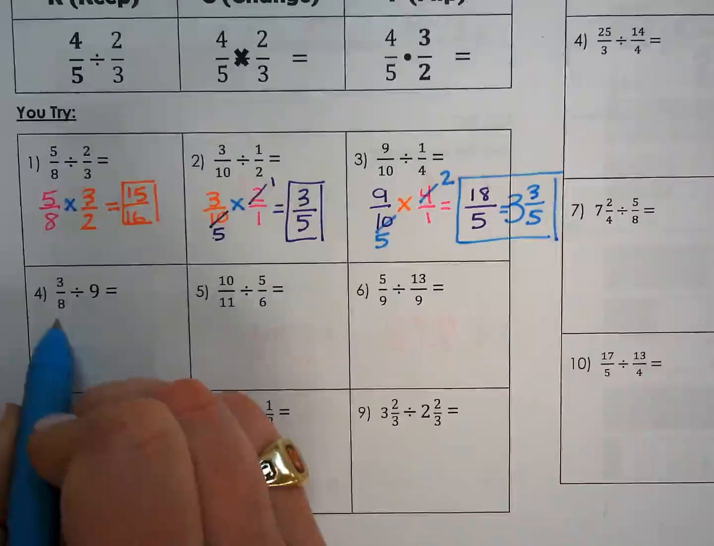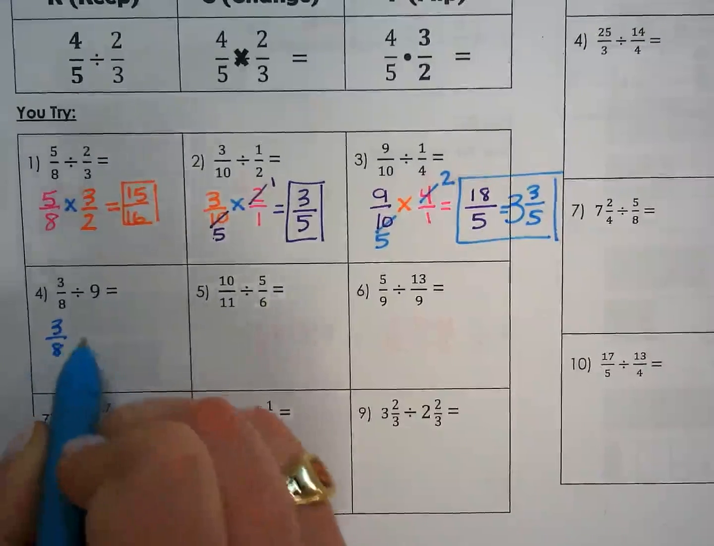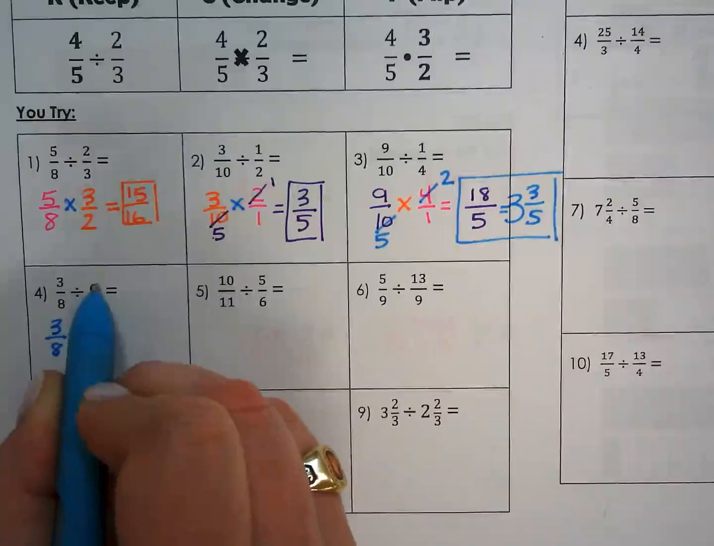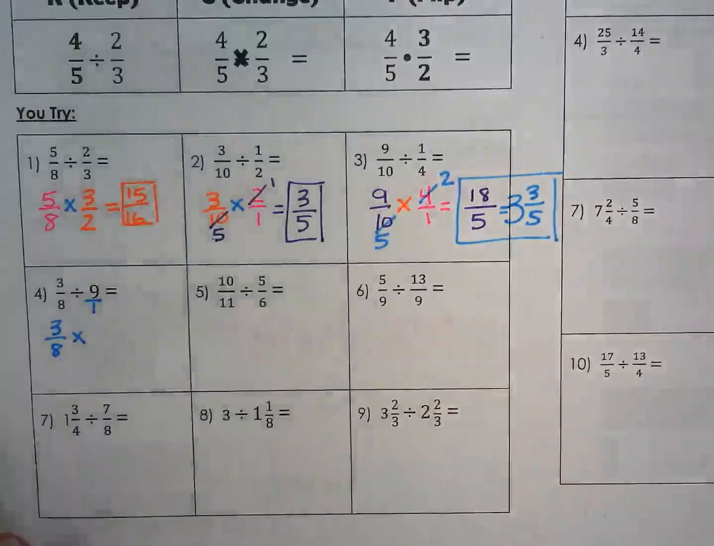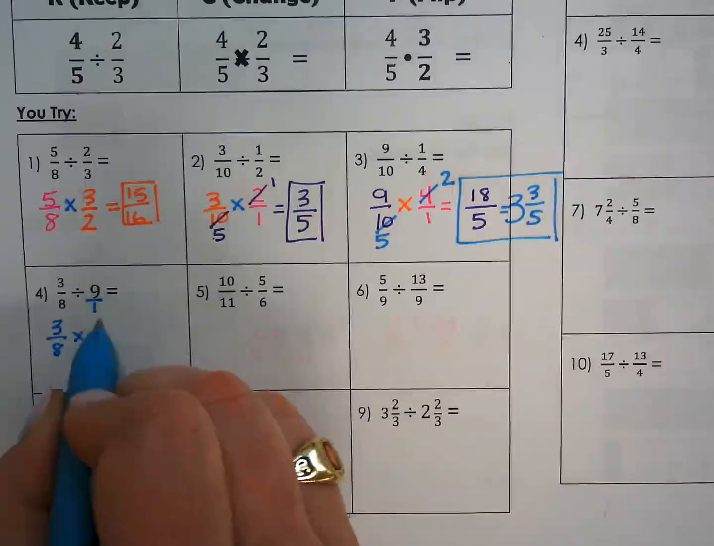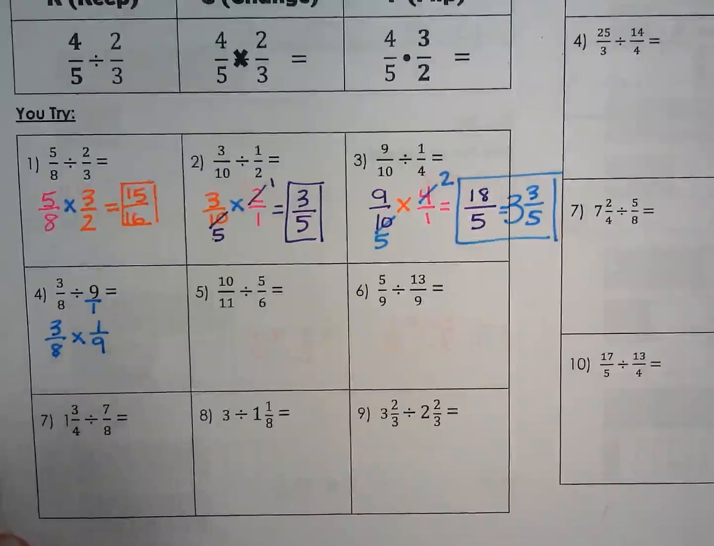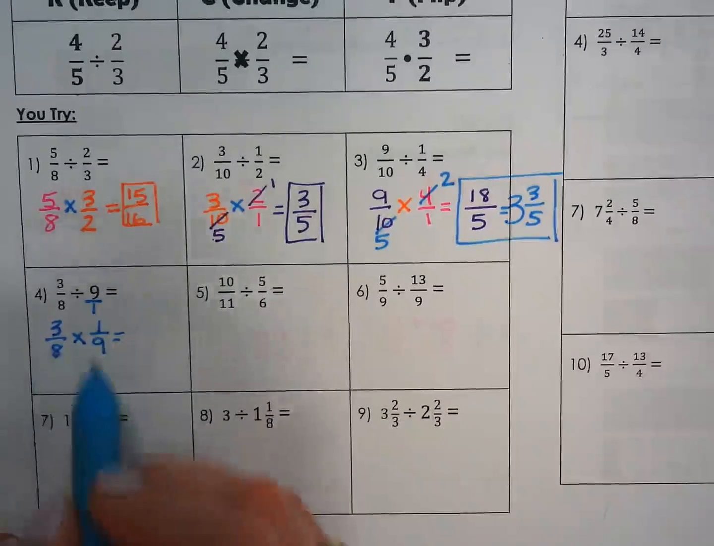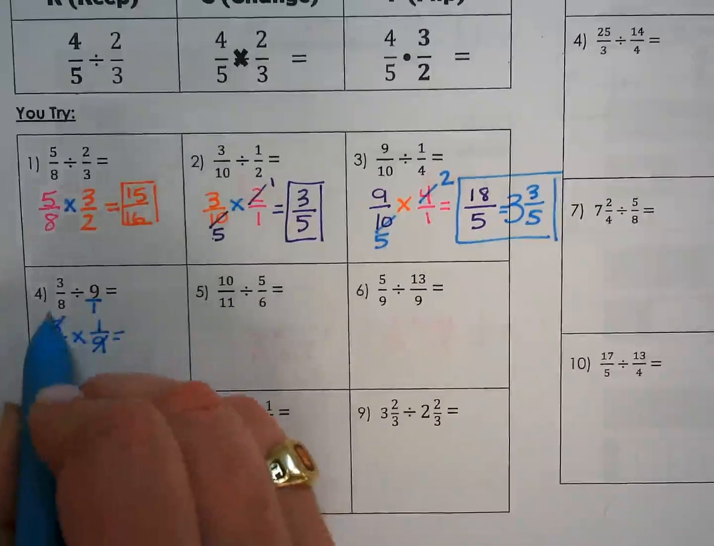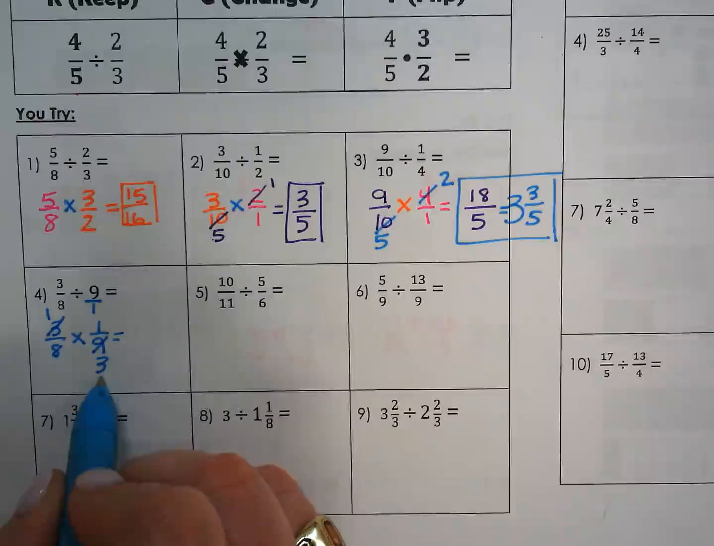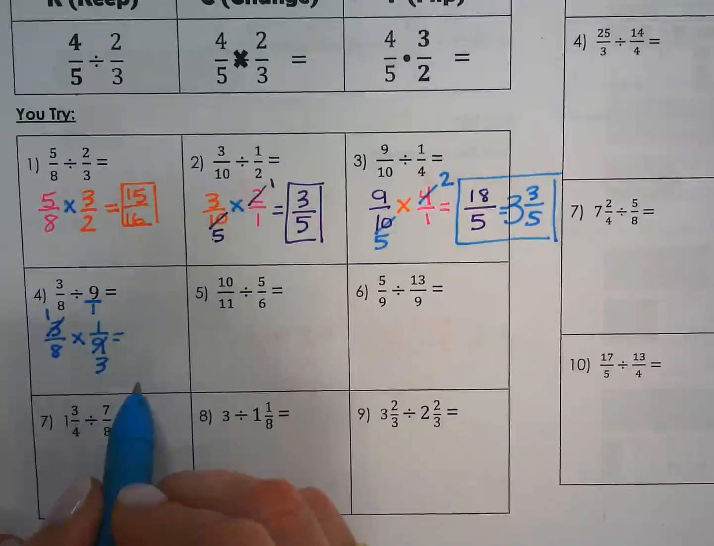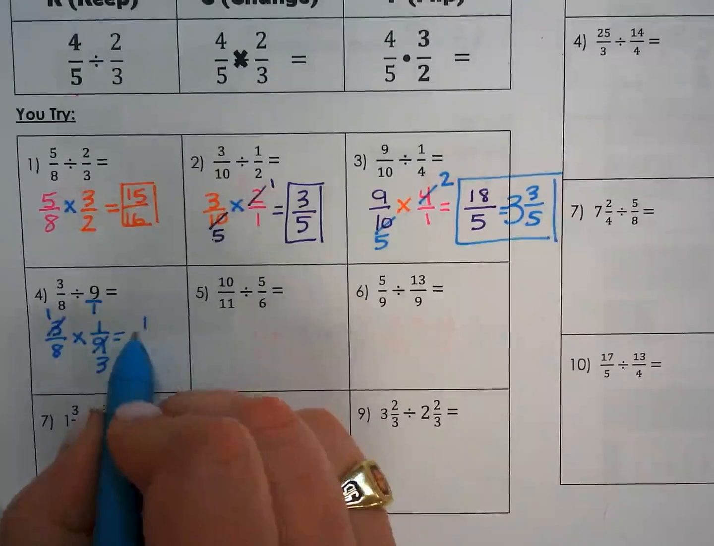So we start with 3/8, we keep it. We change to multiplication, but this 9 here isn't a fraction yet, so we're going to set it over 1, and now I can flip it over and make it its reciprocal, like that. So then we look for common factors. 3 and 9 share a factor of 3. So I'm going to divide by 3 on top and get a 1, and on the bottom and get a 3. There are no other common factors, so we simply multiply across.